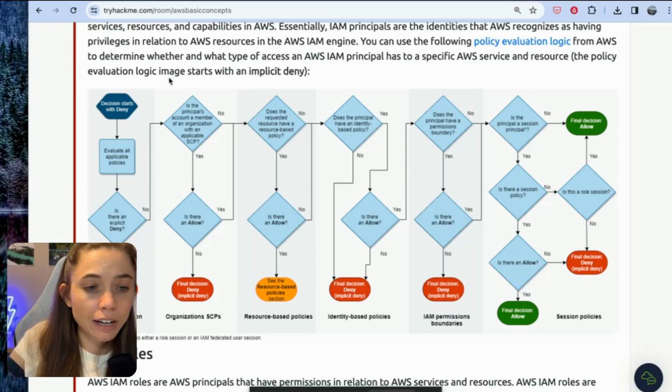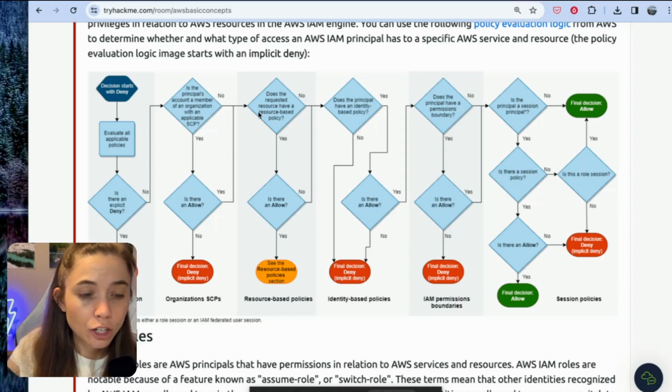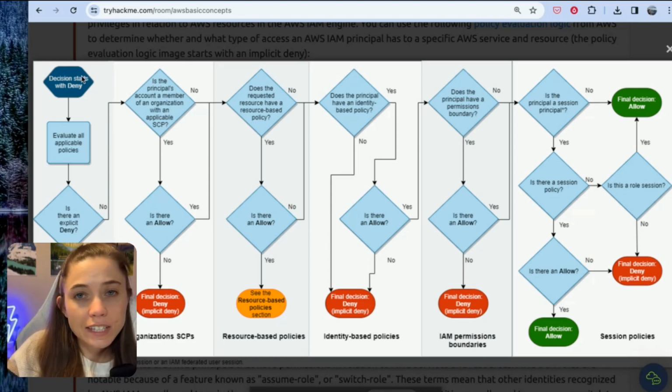The policy evaluation logic image starts with the implicit deny. I've seen this image many times, and there's a great YouTube video where one of the IAM SMEs from AWS walks through this policy evaluation logic and does a much better job of it than I would ever be able to do. So I'll maybe link that in the video description. It's a great supplement to this image here in TryHackMe. I'll make a quick attempt to walk through the diagram, but you should really watch that YouTube video because she does a masterful job.